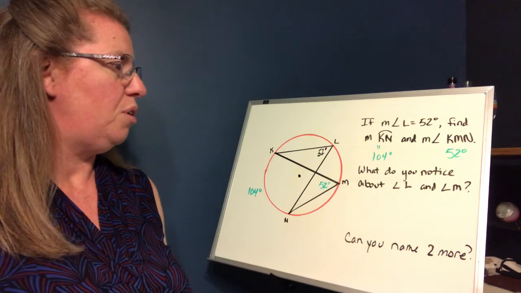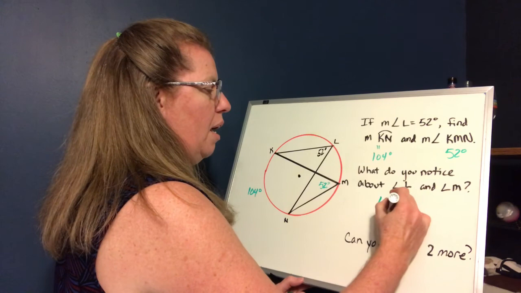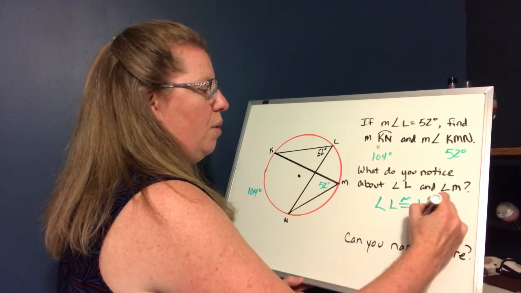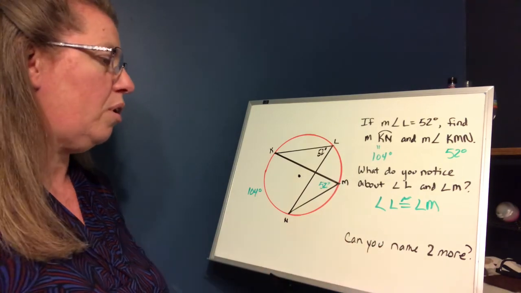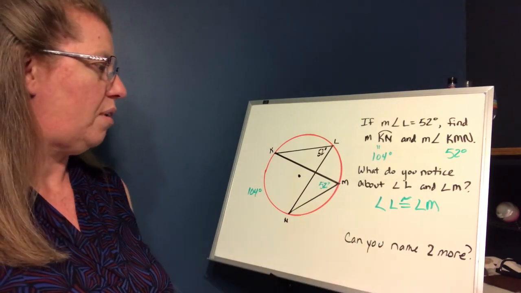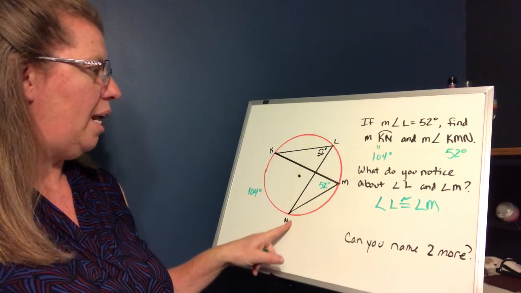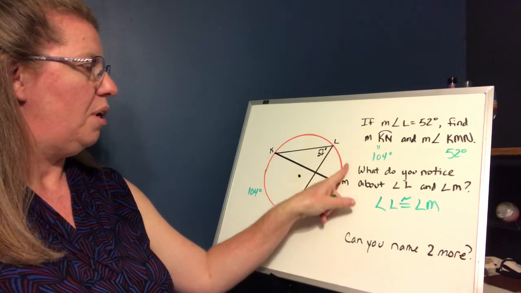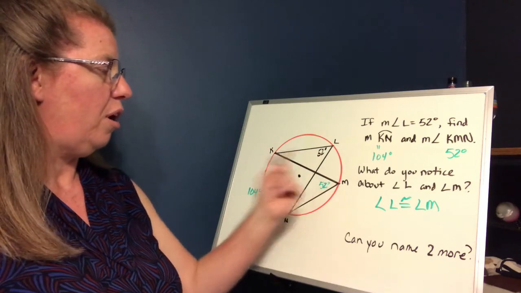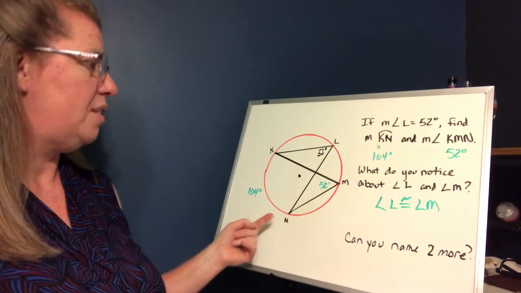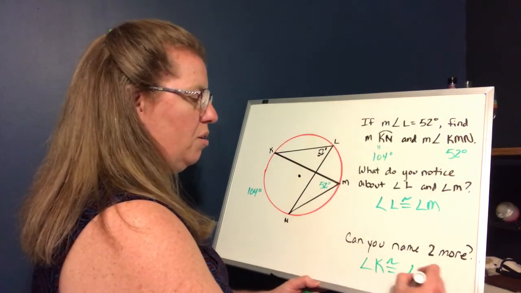So when they ask you here, what do you notice about angle L and angle M, we can say that they are congruent. Angle L is congruent to angle M. All right? Now that part says, can you name two more congruent angles? Hopefully you see that there is angle K here and angle N, and they also both intercept the arc LM. Now we don't know what the angle measure or the arc measure is, but we can say, without knowing the measure, that angle K is also congruent to angle N.